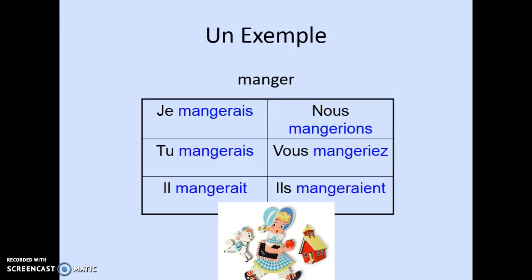So for the verb manger, this is what it would look like. So go ahead, take a moment and write it down. For the pronunciation, so you know somebody's using the conditional tense, it would sound like je mangerais, tu mangerais, il mangerait, nous mangerions, vous mangeriez, ils mangeraient. So it's a little bit similar to the future tense, but it's also different in all of the forms other than je. Je in the future and the conditional sound exactly the same. So the only way you would know would be by context what somebody was trying to say. But all of the other ones are a little bit different.